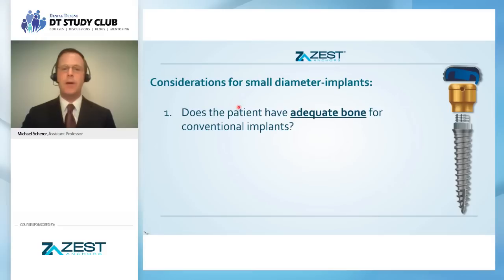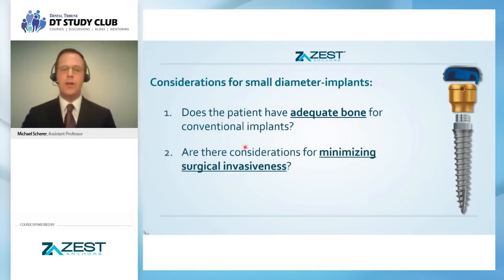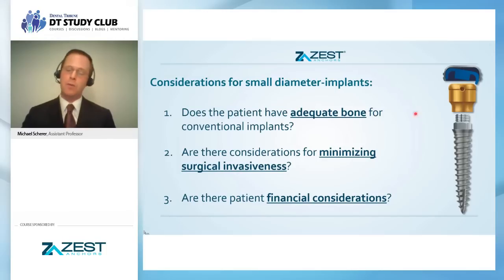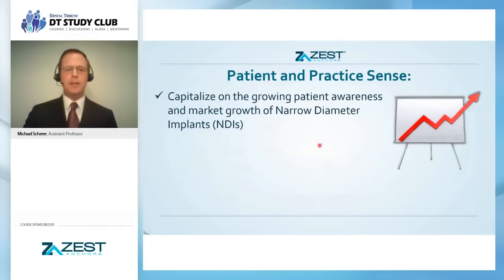So here are some basic considerations for any small diameter implants. We have to ask the question, does the patient have adequate bone? Are there considerations for minimizing your invasiveness during your surgical procedure? Are there financial considerations that might preclude that patient from going into traditional implants? Because there are some things I'm going to show you in this presentation that might be able to hit on all three of these things in your clinical practice today. So, just some practice sense: we know that there's growing awareness and market growth of narrow diameter implants. People are coming in asking for them because they know they work.